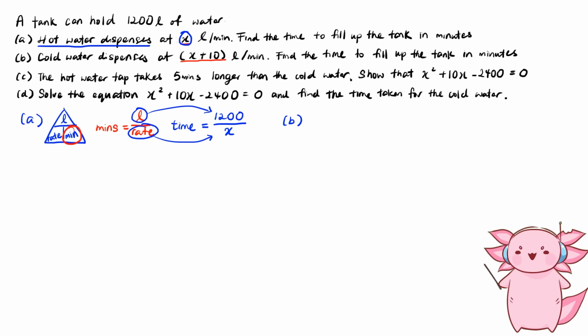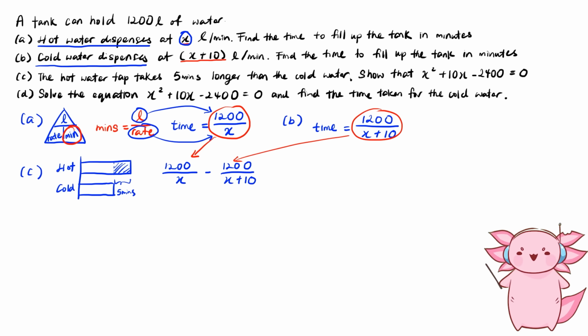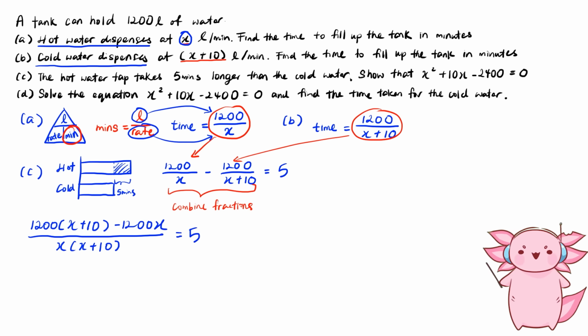And we can repeat the same thing for the cold water tap, which works out to be 1200 divided by x plus 10. Now, for the next part, since the hot water takes 5 minutes longer, we can take the hot water value minus the cold water value and equals to 5. Now we need to combine these two fractions together, and we can expand out the numerator.